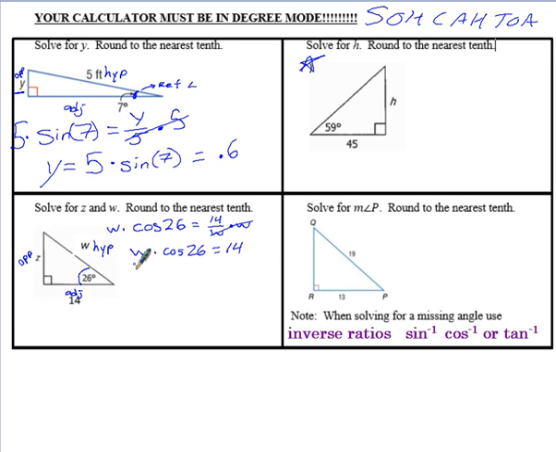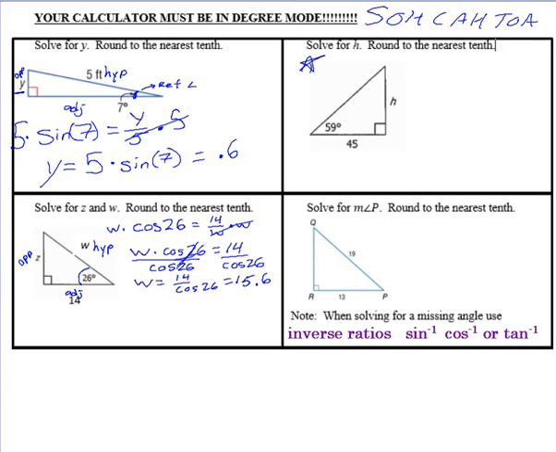To get W by itself, you now have to divide both sides by cosine 26. Not just 26, you have to take the cosine with it, like they're a matched pair together. Then in your calculator, you would just type in 14 divided by cosine of 26. When you type that in, you get an answer of about 15.6. So the hypotenuse here would be about 15.6.